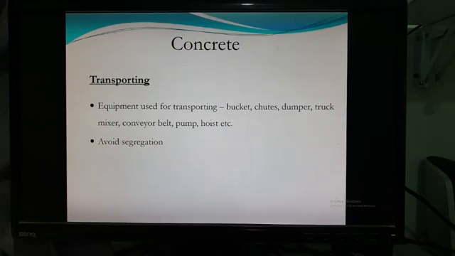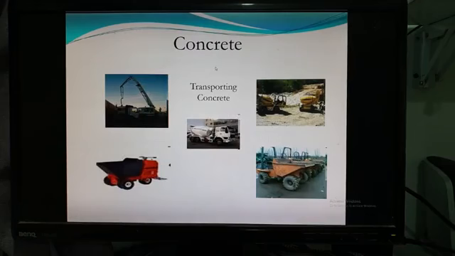Okay, whatever goes. And during the transporting process, we must make sure there's not too much vibration and whatnot, because we want to avoid segregation. So these are some of the machines that can be used to transport concrete. As we know, we transport concrete in terms of horizontal and vertical movements. So in horizontal movement, we have a lot of machines and trucks and buckets and whatnot.